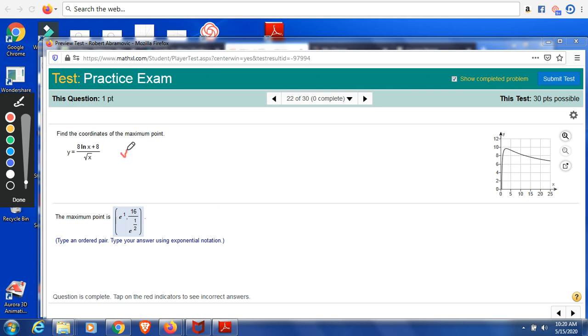So let's differentiate this. When we differentiate this, what we end up with is the following. 8 over x, that's the derivative of the numerator, times square root of x, that's the denominator, minus 8 ln of x plus 8 times 1 over 2 root x.